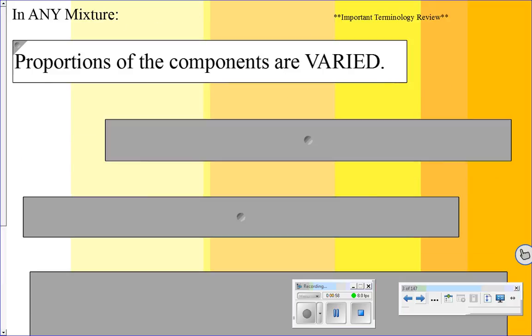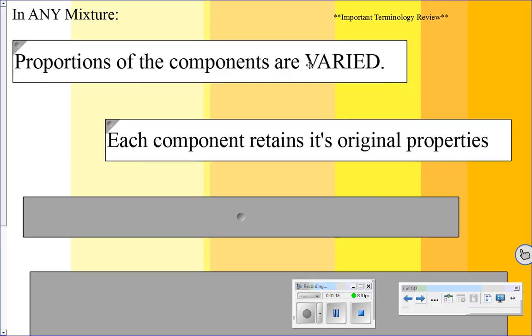In any mixture, proportions can be varied. So in a compound, such as water, H2O, you have to have 2 hydrogens and 1 oxygen. In a mixture such as Kool-Aid, you could have a lot of Kool-Aid mix or a lot of sugar, or you could have less so. So you can actually vary those proportions. And everything in there is retaining its original properties. So salt water still tastes like salt.